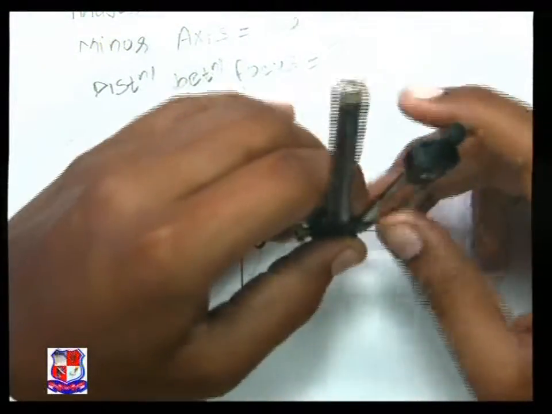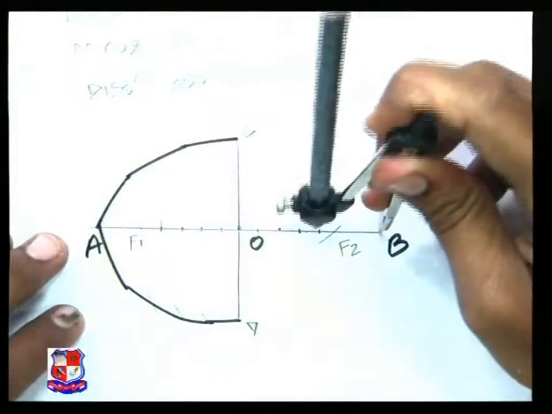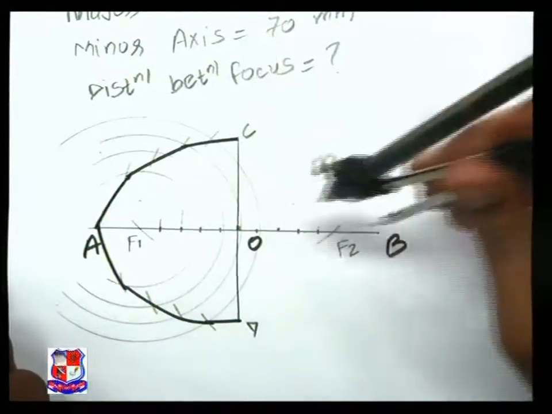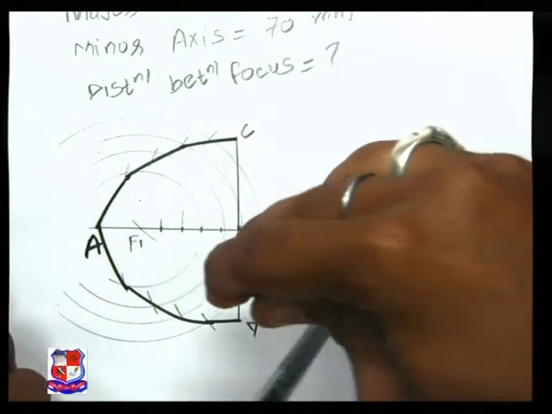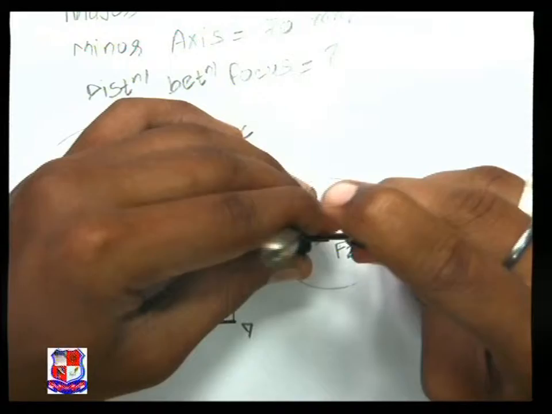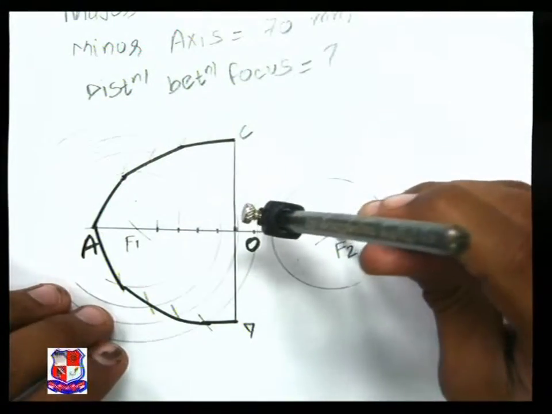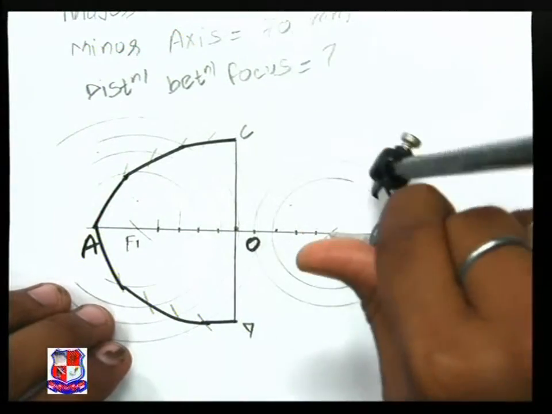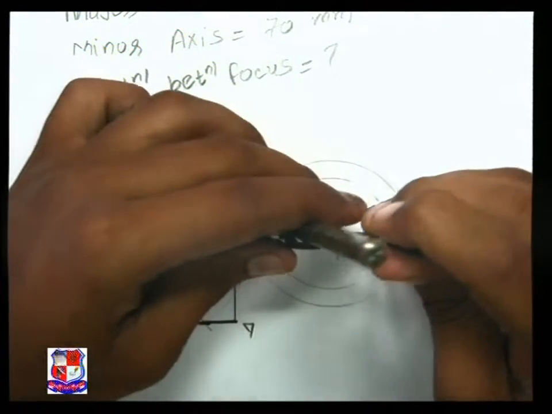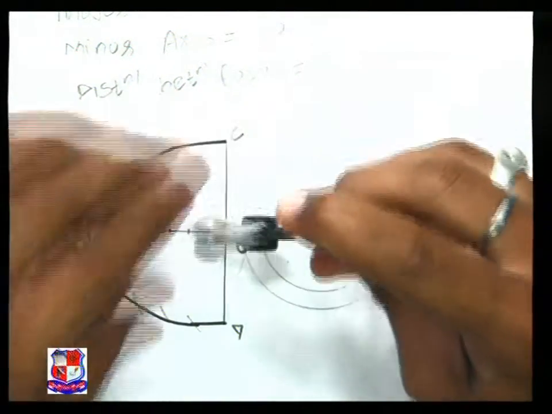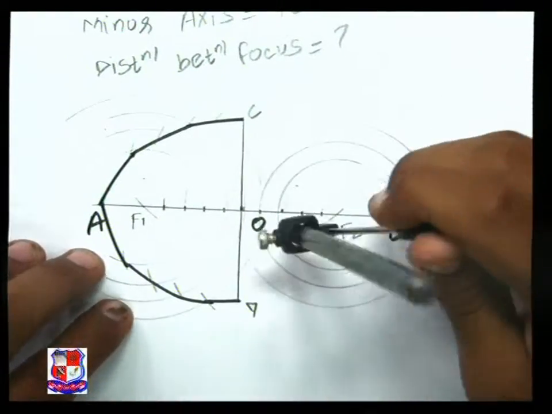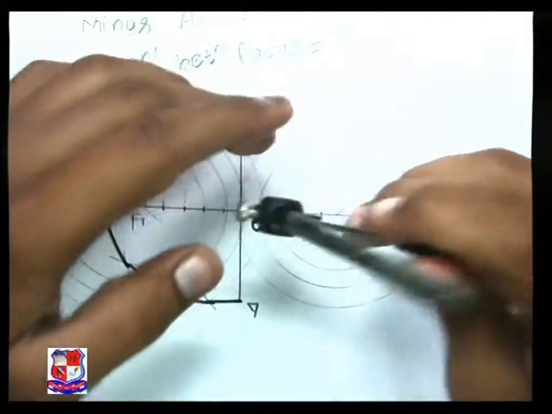B to 1. Now 1 would be from the B side, B to 1 as radius, F2 as center, and a semicircular arc. B to 2, F2 as center, semicircular arc. All the arcs should be very light, or else you will be confused about where to draw the proper arcs. Third one and last, fourth one as well.